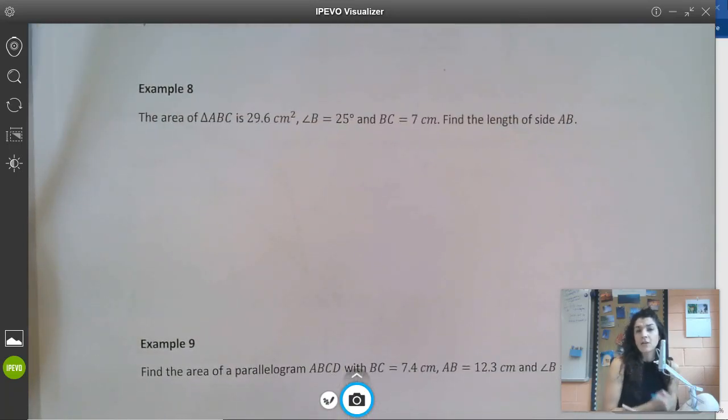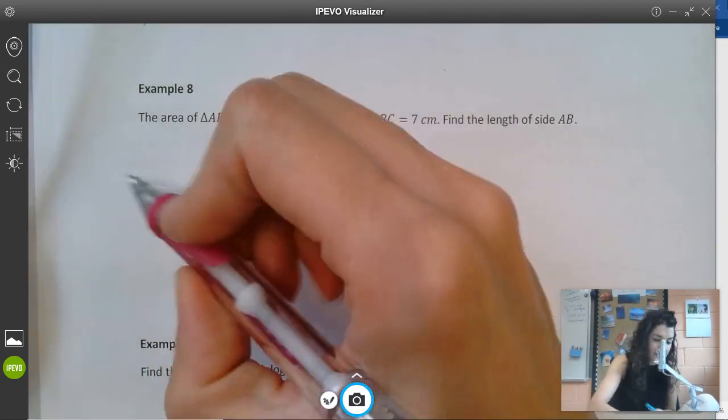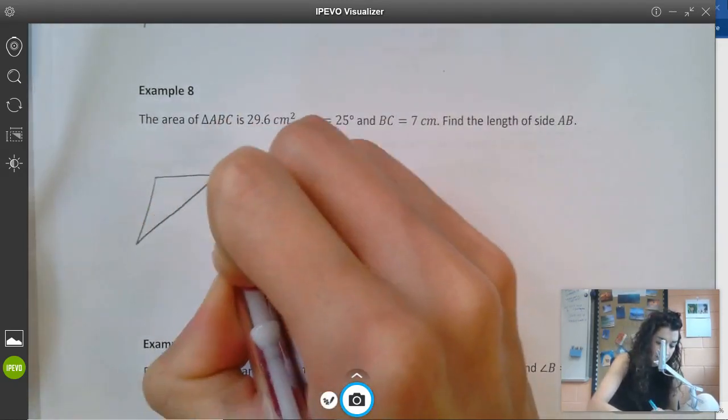The area of that triangle is this. We're given measurements of a triangle and we want to find the side length of AB. The first thing I'm going to do is draw a triangle and label it ABC.